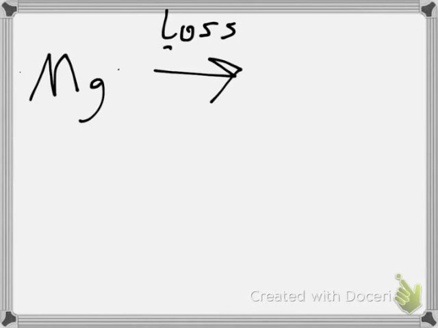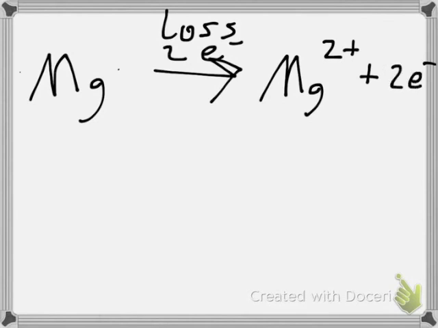So we have magnesium, and it starts out with 2 valence electrons. It reacts, it loses 2 electrons. So it becomes a magnesium cation with a +2 charge, and it's lost those 2 electrons.